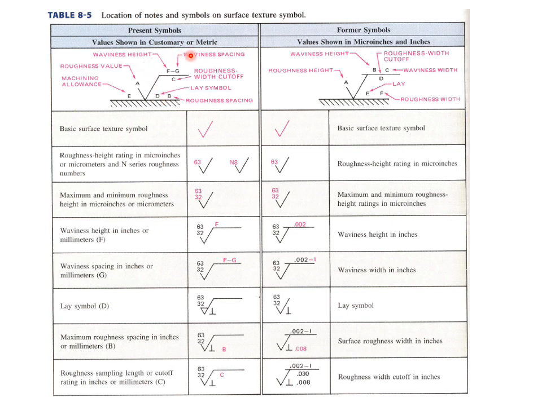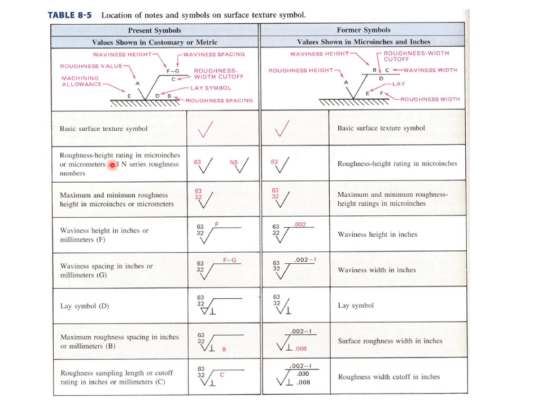This one is for the customary or metric, and this is the present set of symbols, the latest revision of the symbols that have been used. Values are also shown in micro inches and inches. This applies in micro inches and inches, while this applies for the customary and the metric. So the basic surface texture is like a right sign.